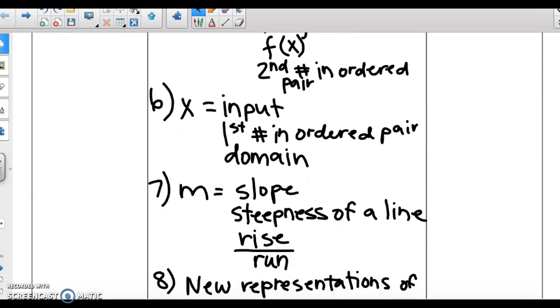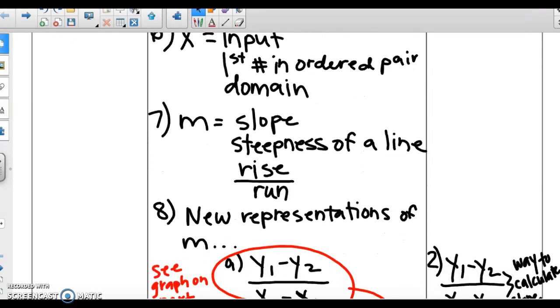M sometimes gets a little tricky. M is the slope. Can someone tell me what the slope is? Like, what is the definition of slope, Kabir? The steepness of a line. So steepness of a line, like we said, or you could find it doing the rise over the run. Okay?